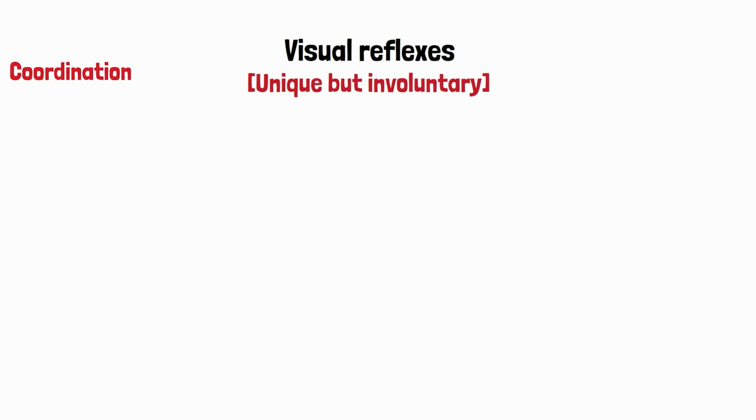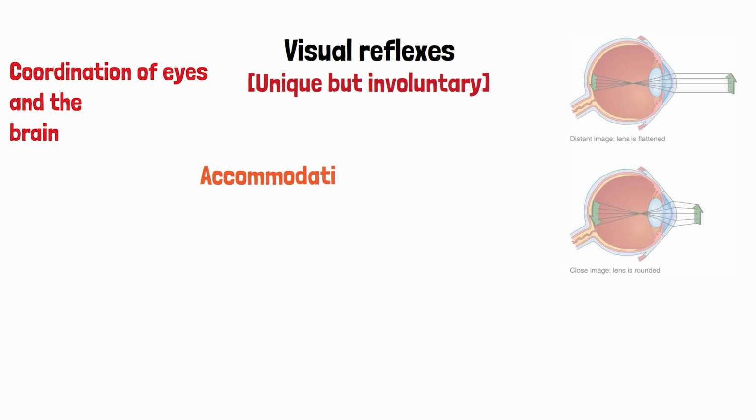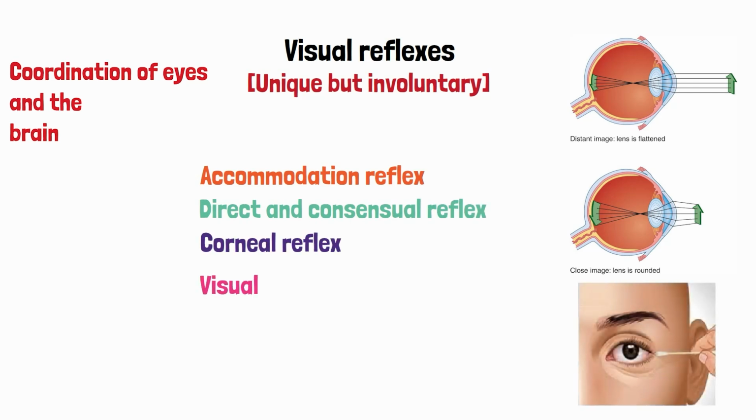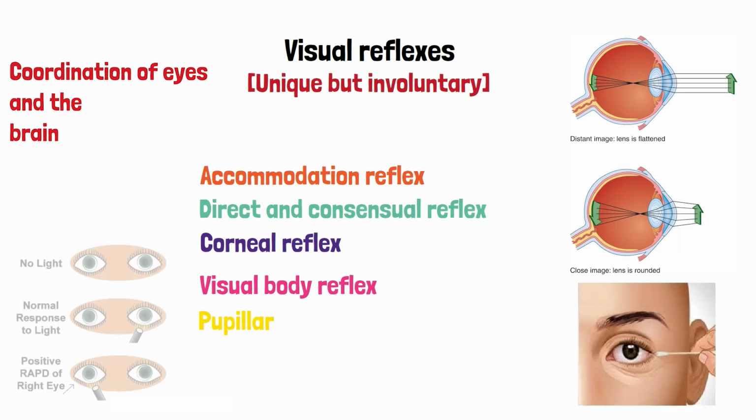Concluding the optic nerve, lastly we have the visual reflexes. Visual reflexes are several unique but involuntary actions that occur in response to various stimuli via coordination of the eyes and the brain. These reflexes include the accommodation reflex, the direct and consensual reflex, corneal reflex, visual body reflex, and the pupillary skin reflex. So this was a short brief overview on the optic nerve.